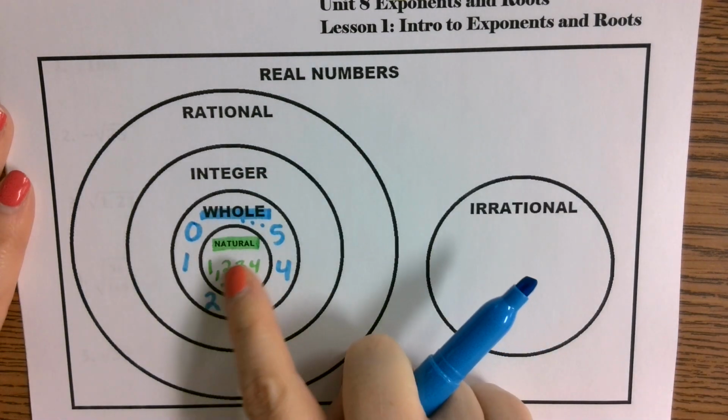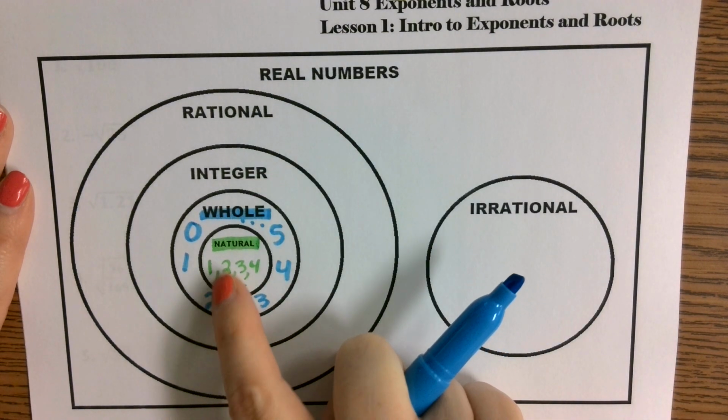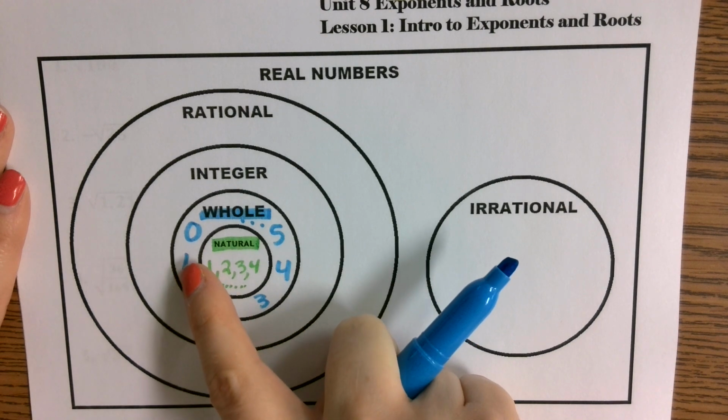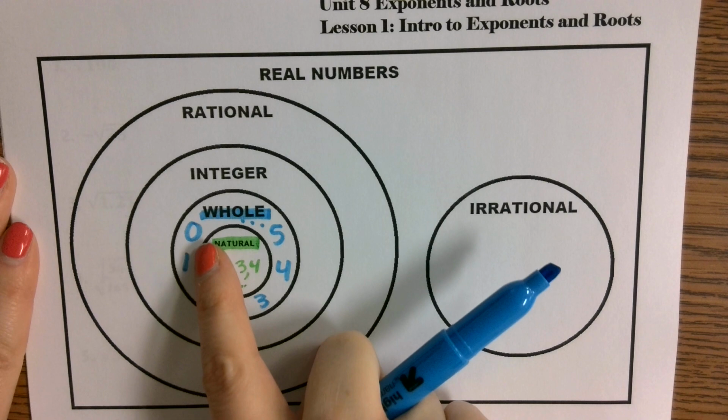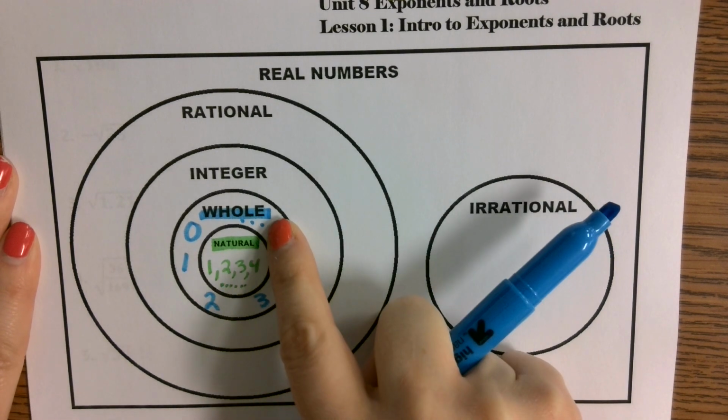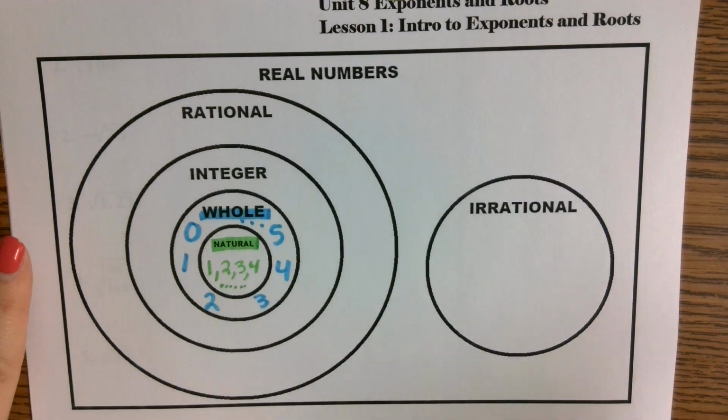So natural numbers start at 1. Whole numbers start at 0. 0 is considered to be a whole number, but not a natural number. So 0 and all the natural numbers are also called whole numbers.